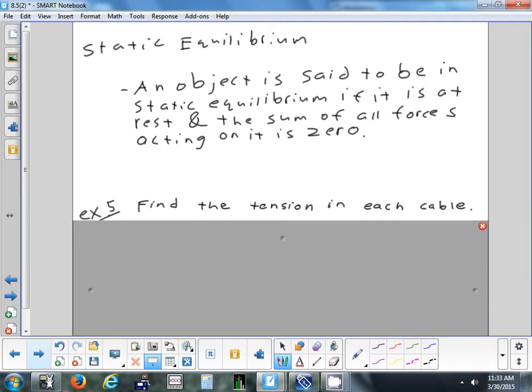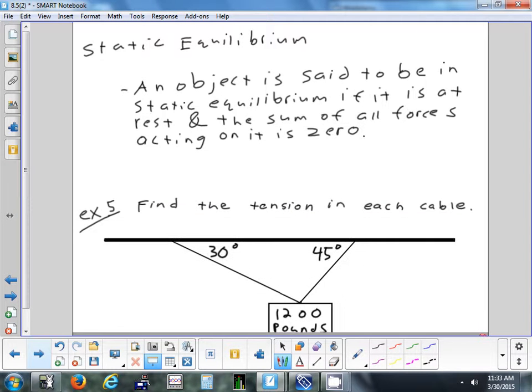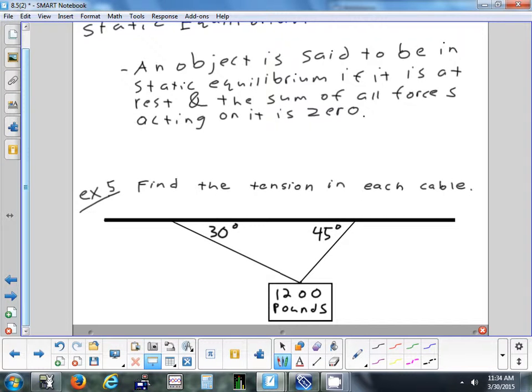Okay, and what we're going to do is look at an object that's being suspended from two cables, not necessarily cables of the same length. And we're going to find the tension in each cable. First thing that's important to understand here is if you take the tension in the first cable, let's call it T1, and the tension in the second cable, T2, if you add them together, it's not necessarily going to equal 1200.